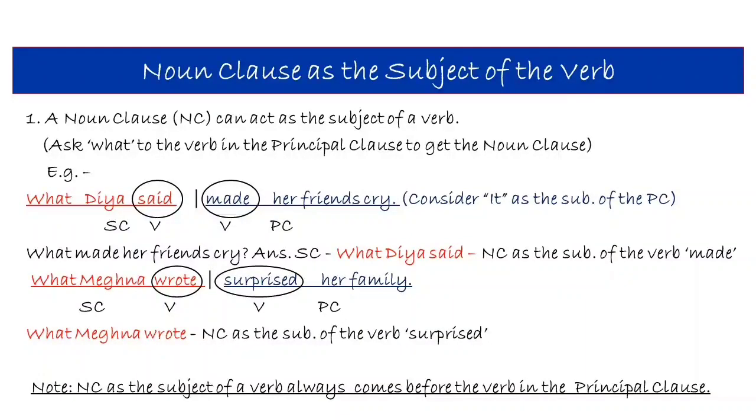In order to find the noun clause, we have to ask what to the verb surprised in the principal clause. What surprised her family? The answer is what Meghna wrote. Here, what Meghna wrote is the noun clause which acts as the subject of the verb surprised. Please note, noun clause as the subject of a verb always comes before the verb in the principal clause.